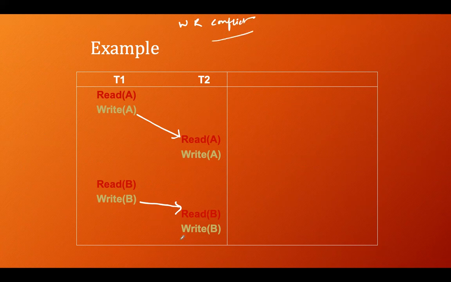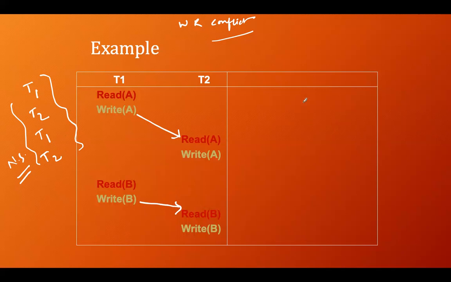Now is this a serial schedule or non-serial? This is a non-serial schedule, right? How? T1 is executing some of its operations, then T2 is executing some of its operations, then T1 is executing some of its operations, then T2 is executing. This is non-serial. Do we get any serial schedule which is having the same conflicts?